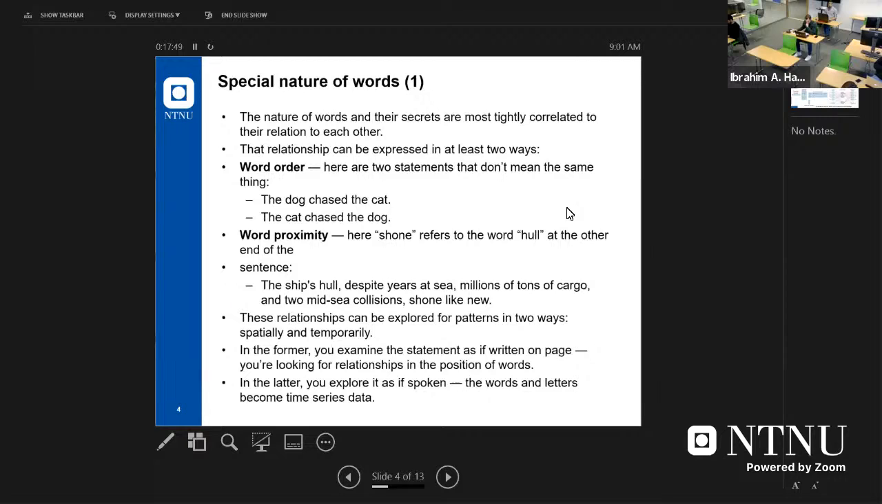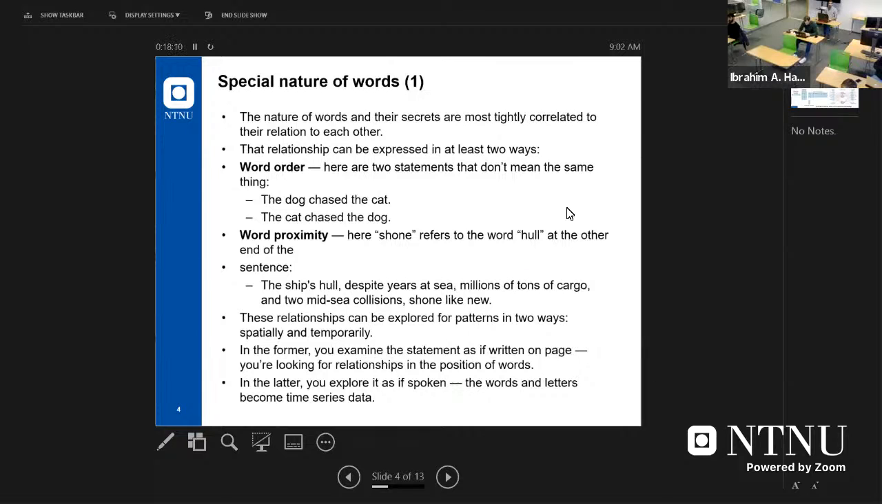Even when we were younger, we had those exams in elementary school. You have some missing words, do you remember? You need to fill in those missing words, because we can predict them. So the relationship can be expressed in at least two ways: word order and word proximity.